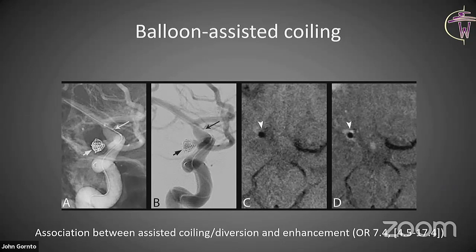In addition, we found that there was a significant association between assisted coiling or diversion and enhancement in the segment that was selected by the balloon or the stent, and you can see that example right here, and the odds ratio for that was 7.4.